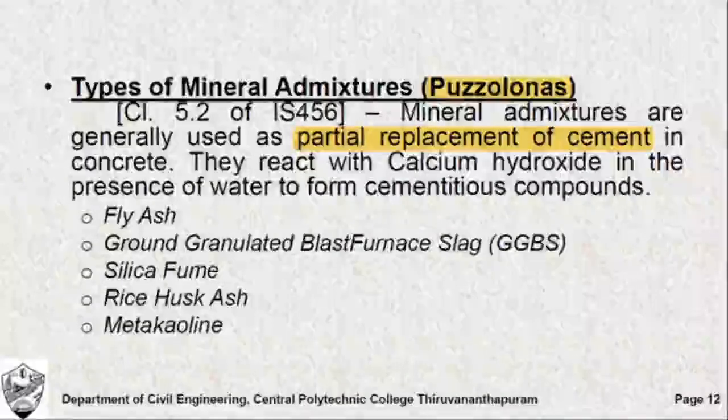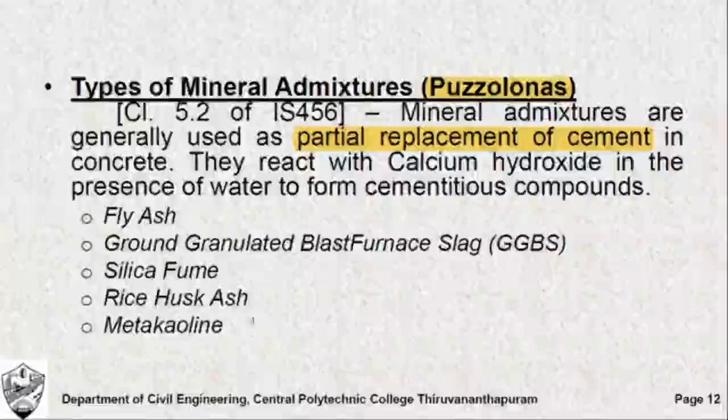And what are such materials? Fly ash, ground granulated blast furnace slag, silica fumes, rice husk ash, and metakaolin. The details of these materials are already discussed in clause 5.2 of Indian Standard IS 456. You can refer to this clause for detailed description.